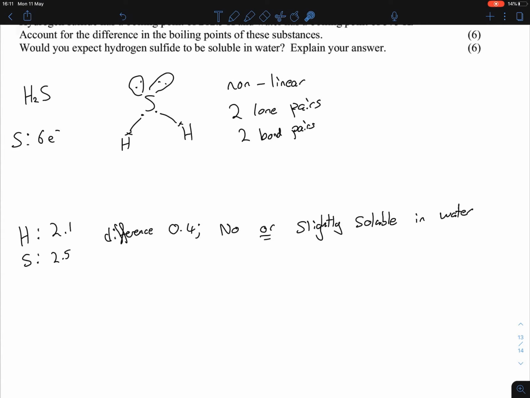If you say no, just to clarify what the answer is going to be, you say H2S is non-polar. If you say slightly, then you say H2S is polar covalent. I should be writing covalent down here too.